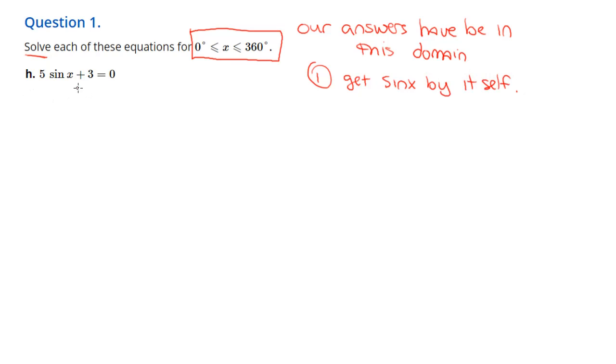So the first step, we got to get this sine x by itself. The way we're going to do that is opposite operations, just like you would solve an equation. Subtracting 3 and then dividing by 5, that gives us sine x is equal to negative 3 over 5.